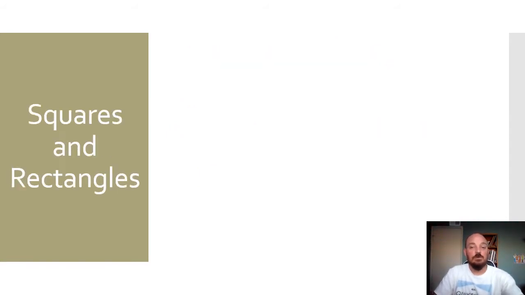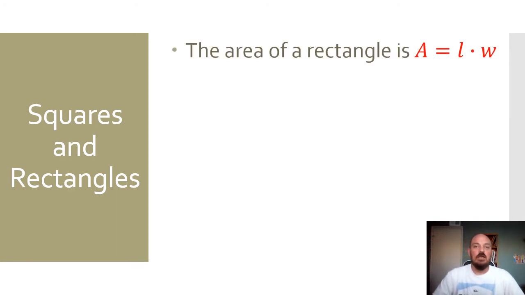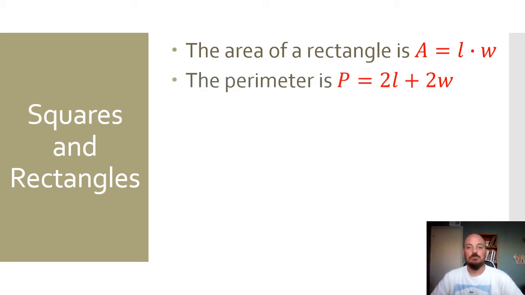So let's start with a square and a rectangle. Now, area of a rectangle, this is one of the easiest formulas to use. Area is length times width. And the perimeter of a rectangle would be 2 times the length plus 2 times the width.